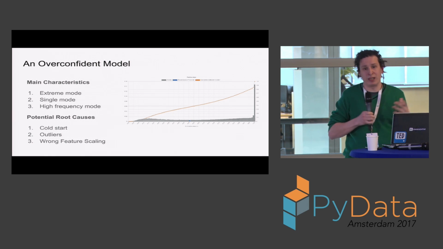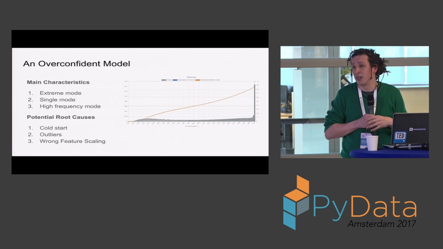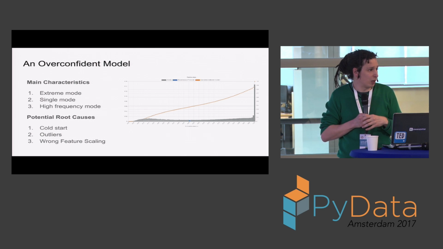A second reason is outliers. This is very common also. You get some outliers that you didn't see at all in the training set, and then they might have very large values. And then again, the inner product blows up, and the sigmoid goes to 1.